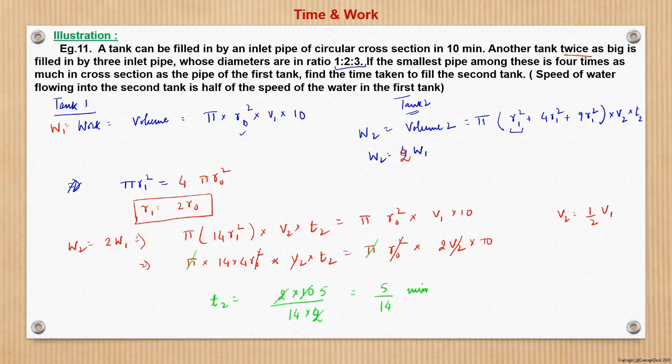So this is 5 by 14 minutes. So what we have assumed is that the smallest pipe among these is 4 times as much in cross sectional area, right? Cross sectional area. Had it been 4 times as much in terms of radius, then it would have been a different 4R0, right? So with this, we got the answer that the time taken to fill the second tank is nothing but 5 by 14 minutes. And this is the answer to this question.